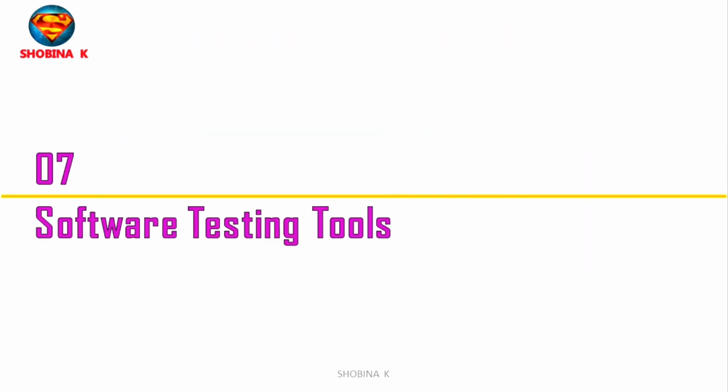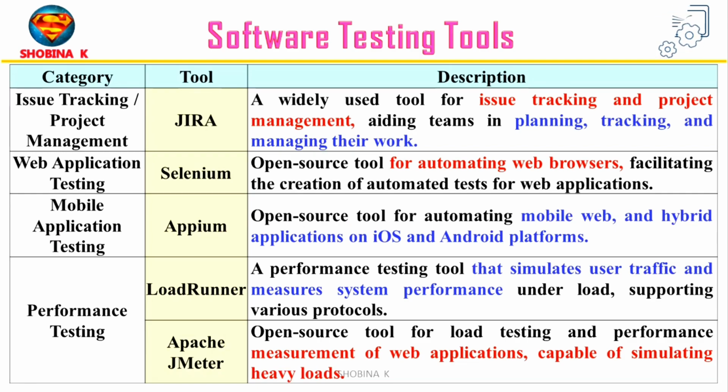Now let's move on and understand some software testing tools. First, Jira tool. It is widely used for issue tracking and project management. It helps the team in planning, tracking, and managing their work. Also, it provides features like creating and assigning issues, tracking progress, and reporting. Also, it supports agile methodologies and provides features like Scrum and Kanban boards. It can be integrated with other tools like Confluence, Bitbucket, and GitHub.